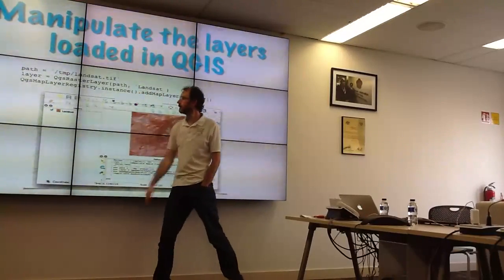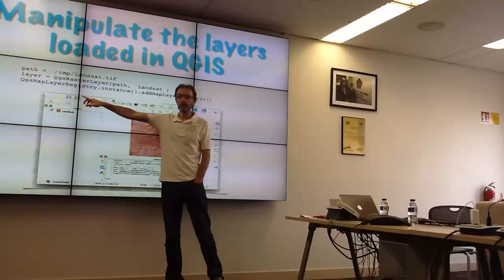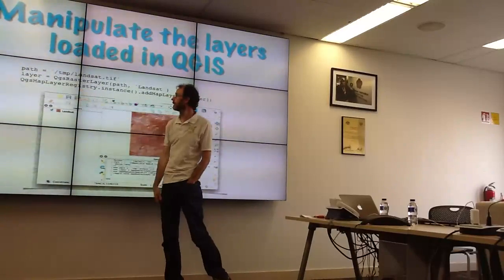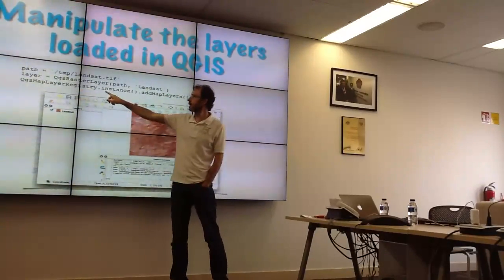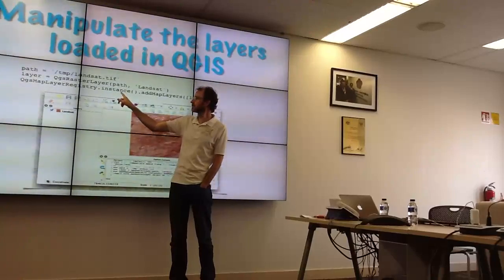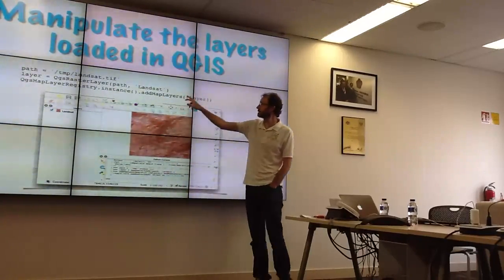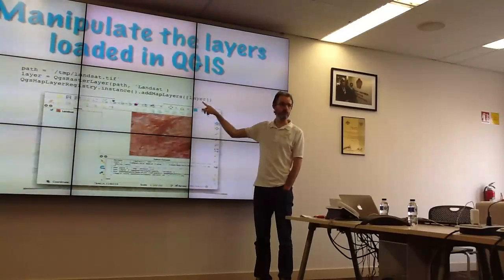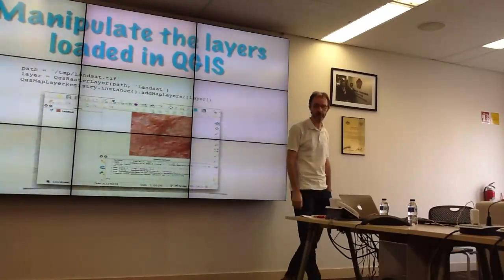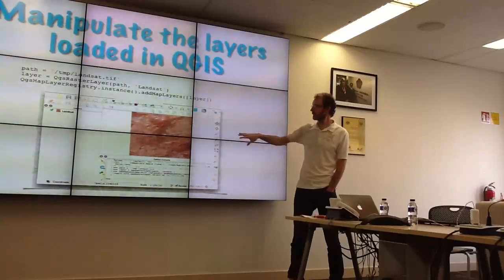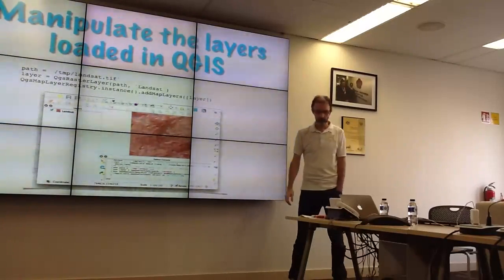So I give it the path to the file and the name that I want to show in the legend, and then I add it to the registry that I mentioned earlier. It's a singleton, so the way that we get the singleton back is we ask it for its instance, and then we say add map layers, and I'm giving it just a list of one layer because I only want to add a single layer. And doing that will add the layer straight into QGIS.